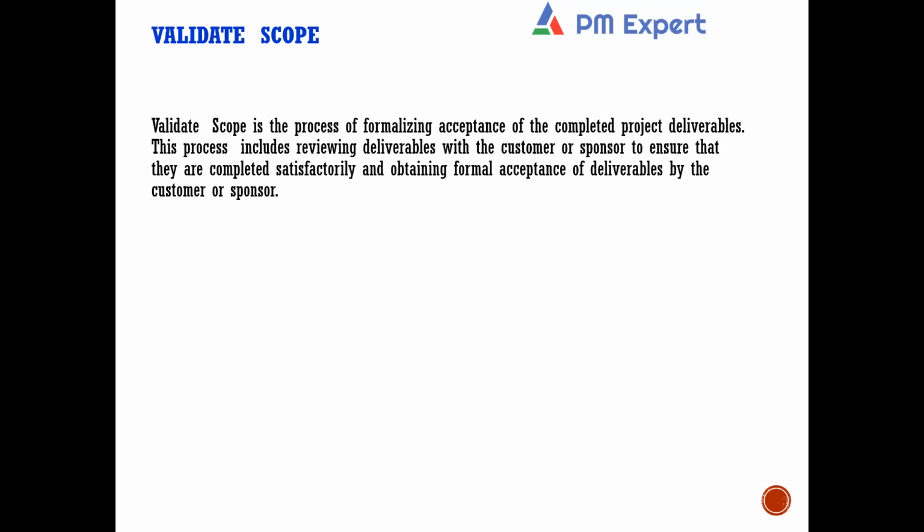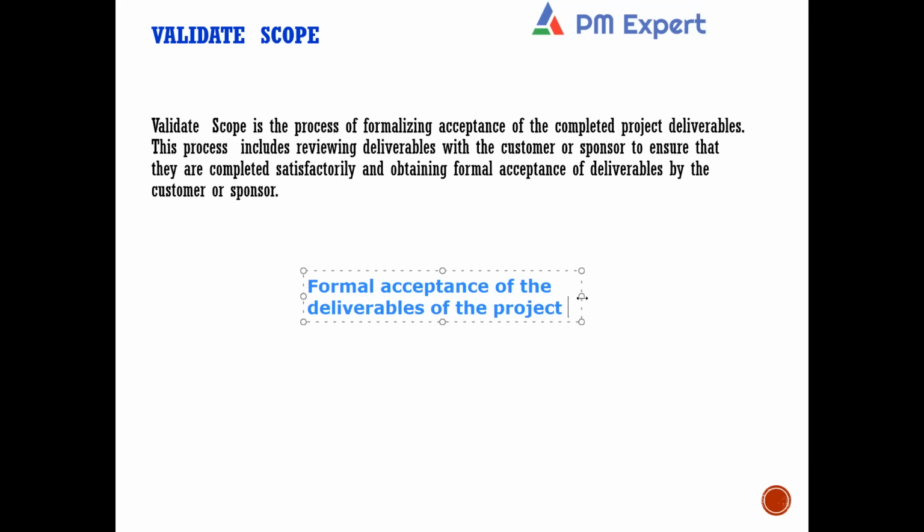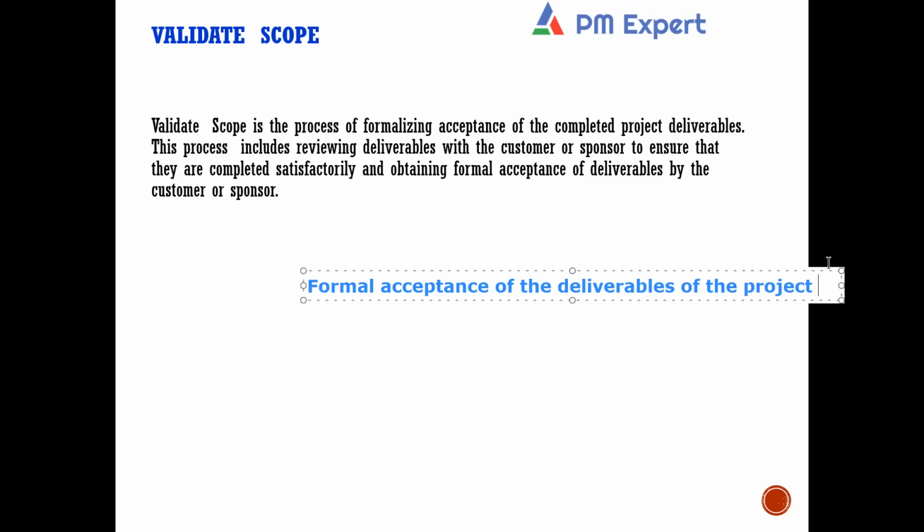What is validate scope, guys? See, validate scope means formal acceptance of the deliverables of the project. Formal acceptance of the deliverables of the project. Now, can I call this user acceptance testing, guys?